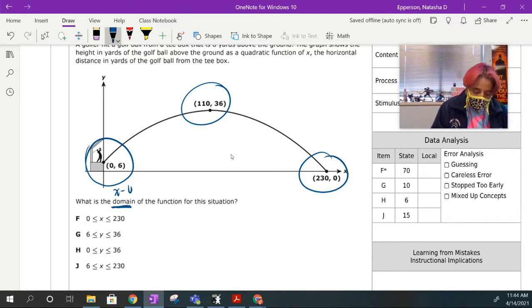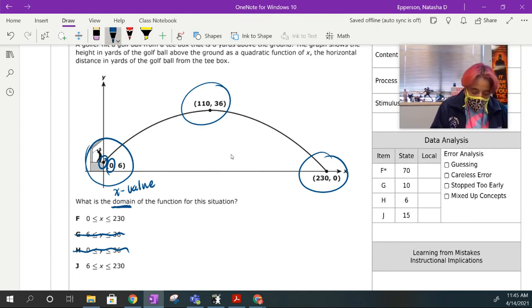We then want to look at the domain value of the situation. Well, the domain value is going to be all of the x values. So I'm going to look at the x value here. The x value here is given to us, and that is 0. So that's going to be our minimum x value. And I'm going to cross out all the answers that have y in it, which is G and H. So now I know either my answer choice is going to be F or J.